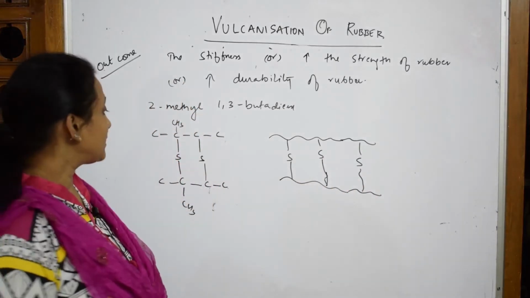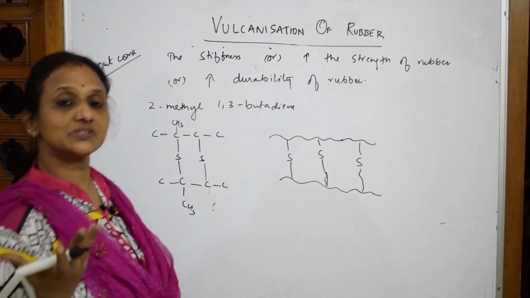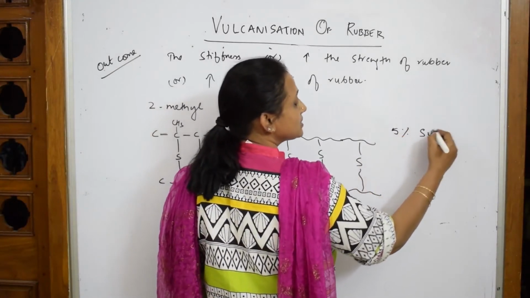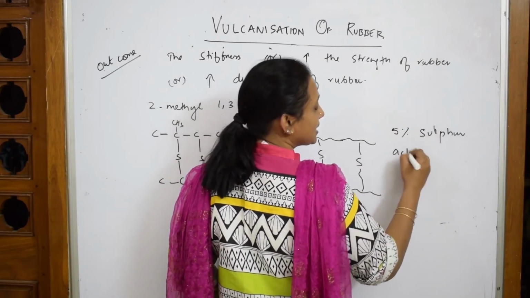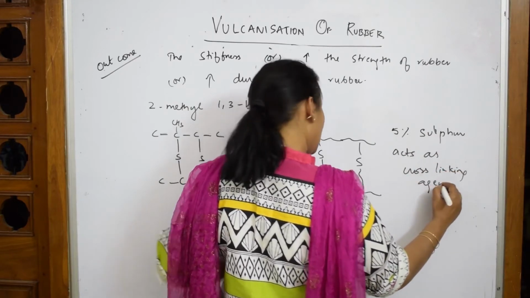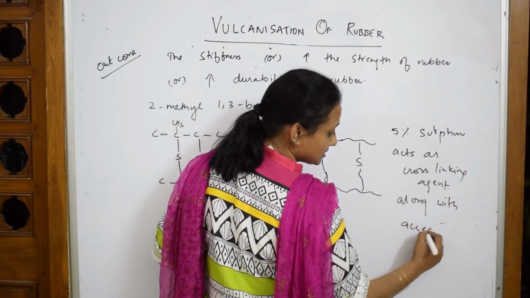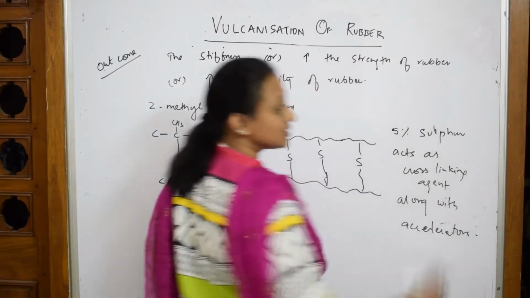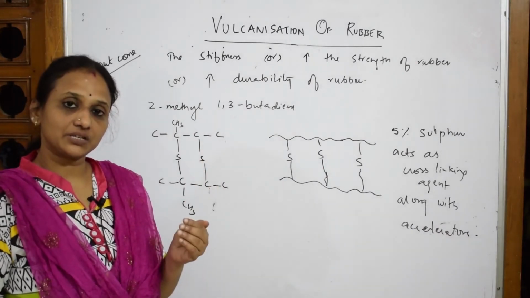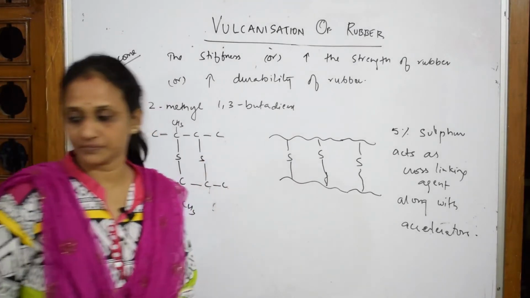Now what percentage? If I have to speak, it is at most 4 to 5% sulfur. 5% sulfur is used as a cross-linking agent. Okay, let us write that. 5% sulfur acts as cross-linking agent along with accelerators. So this is the thing. So this is how you're going to write your vulcanization of rubber. Start with the properties, then come back to definition, then come back to the outcome, then draw the structures and what percentage is used.